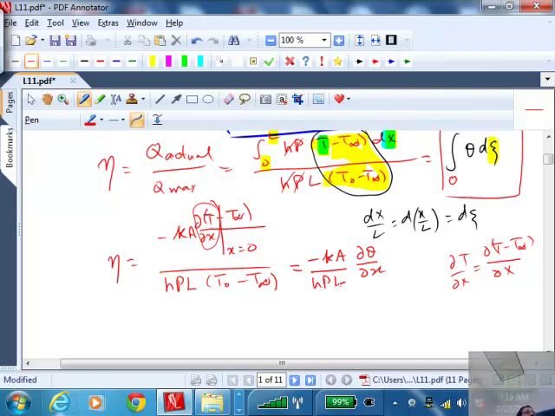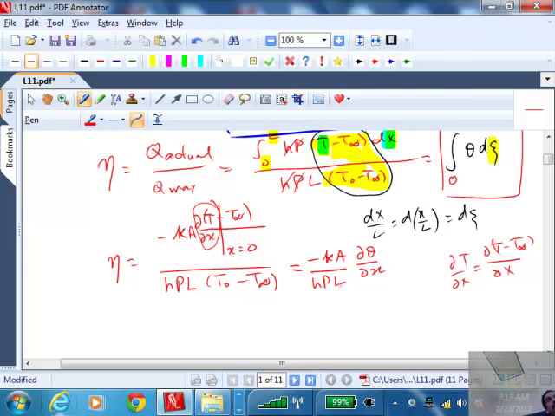Any questions? The manipulation I have done here is introduce a T infinity without changing the meaning of the equation, because T infinity is a constant when I take the derivative. Then I combine T minus T infinity divided by T0 minus T infinity. So I'm replacing everything with theta. Of course, I still have d/dx, I have k, I have hPL. Everything else remains the same.